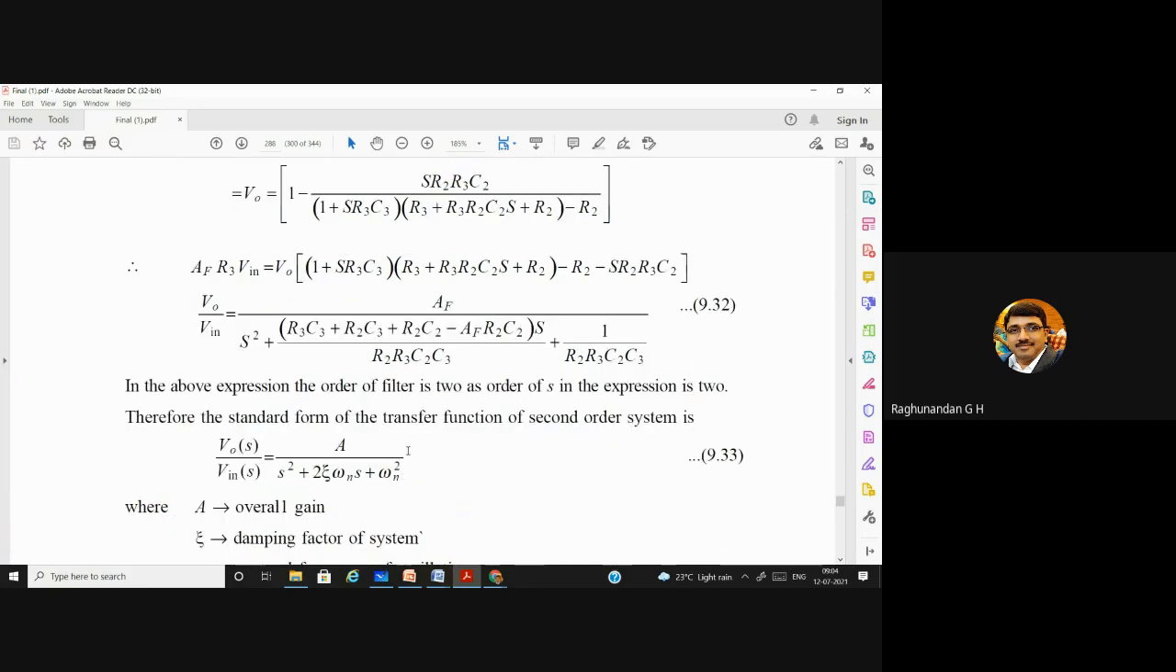So now the damping factor of the system we are having. May I know if anyone knows what this damping factor is?